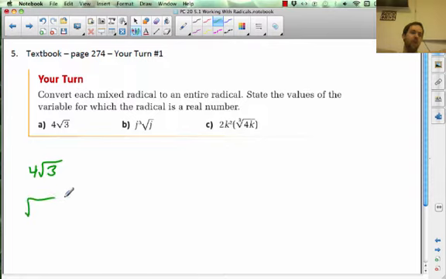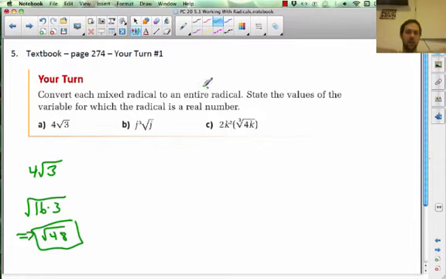So 4 outside of the radical is the same as 16 inside of the radical. And if you're unsure, just see what it would look like if you went the other way. Root 16 would be 4, and we would move that outside of the radical. So it's the same thing here, and this would be root of 48. So now it's an entire radical.